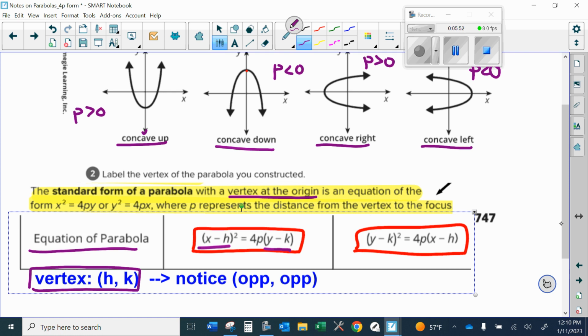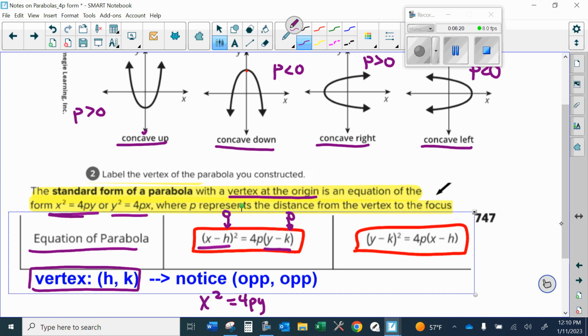So why is it this right here? Well, if I plug in 0 right there and 0 right there, because the vertex is the origin, that wipes that out, and all I'm left with is x squared equals 4py when I plug in 0 for h and k. So that's exactly what that says right there. These are not really two different equations. They're the same equation, just plug in h and k as 0 and 0.